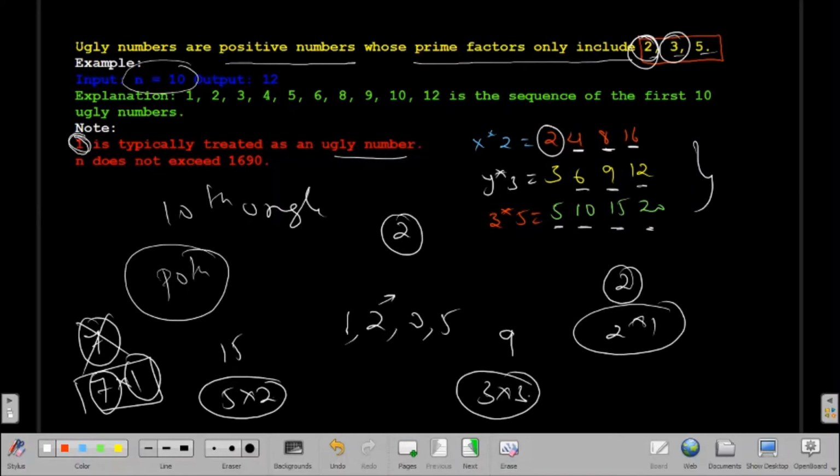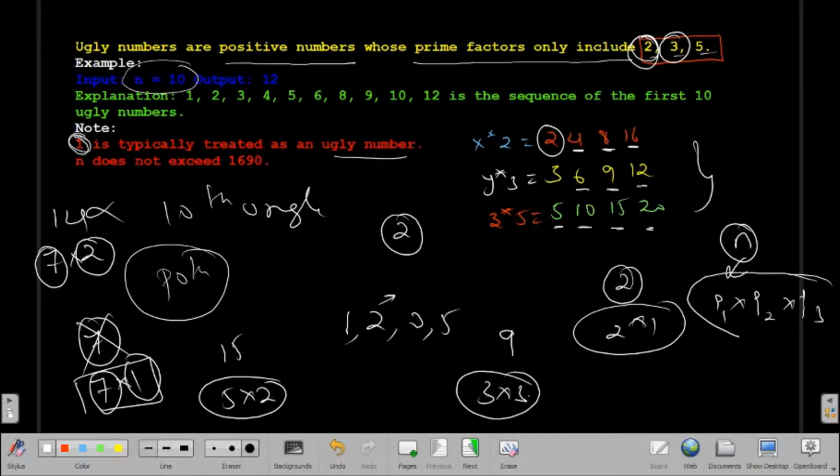Let's suppose we take the number 14. So is 14 an ugly number or not? The factors of 14: 7 2s are 14. So 2 is an ugly number but not 7. So this is also not an ugly number. So what is an ugly number? Let's suppose n is an ugly number, and the factors of n are I1, I2, and I3. So all the factors of n should be ugly numbers, meaning the factors 2, 3, 5.